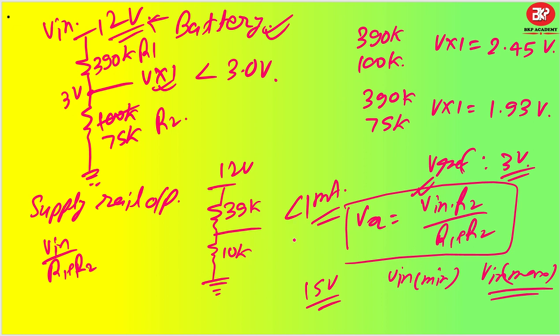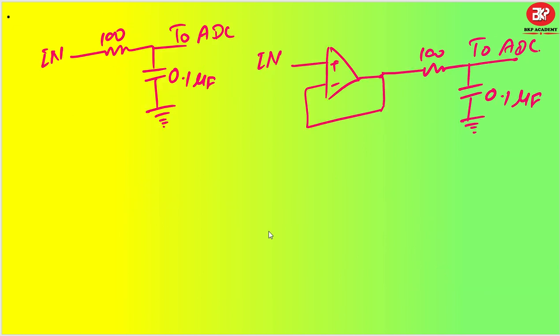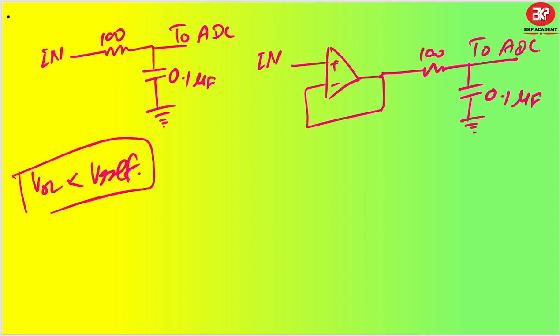So that was keeping the voltage range lower than the V reference. Next is, we will not directly send it to the ADC. First of all, my Vx value has come less than V reference, which has to go to the ADC.